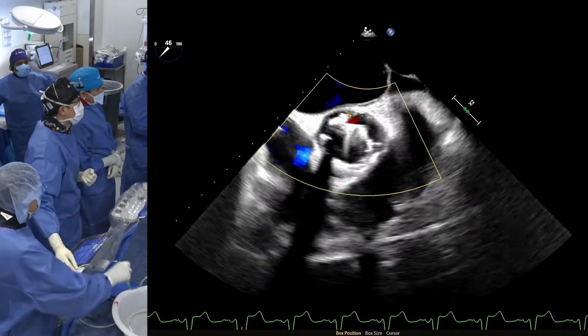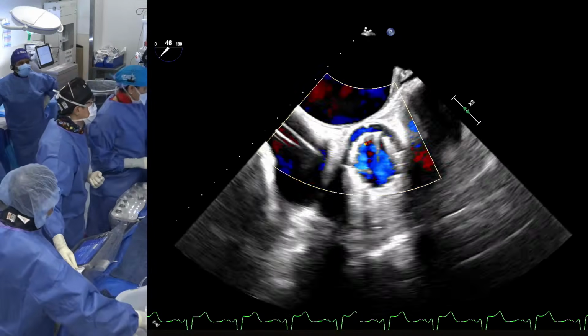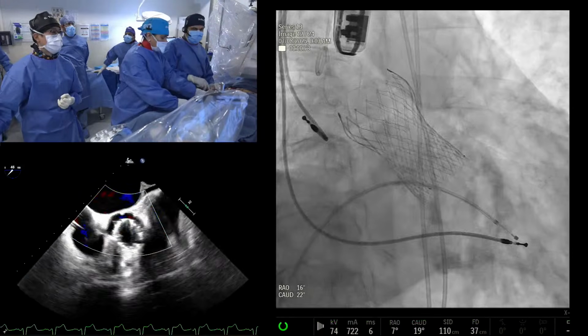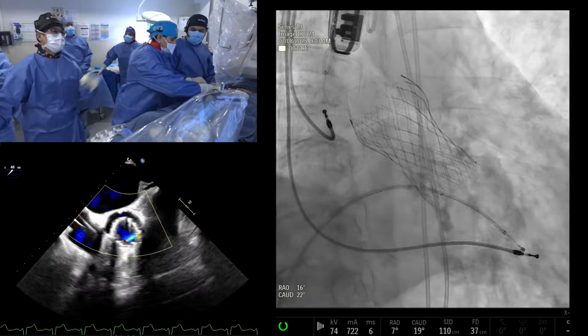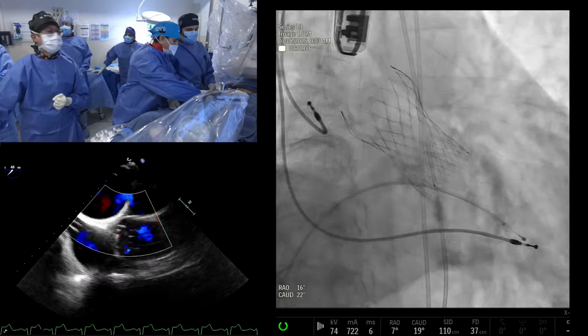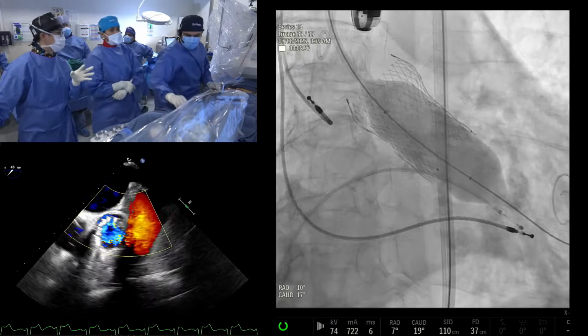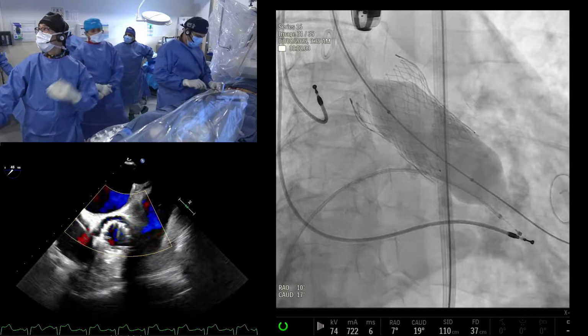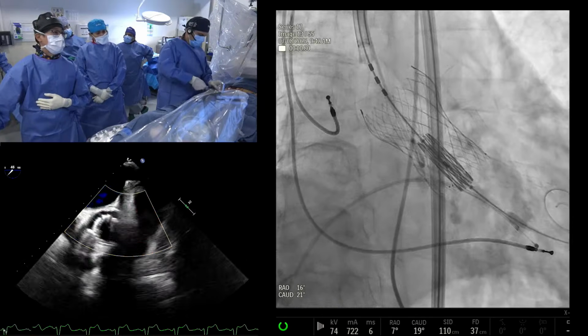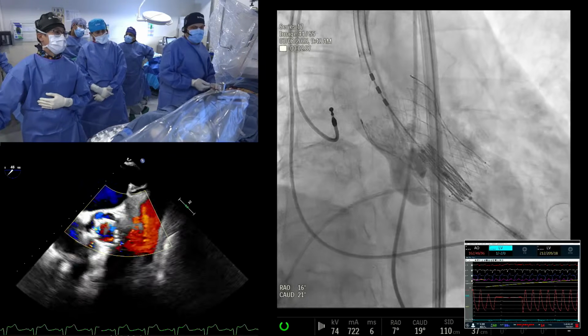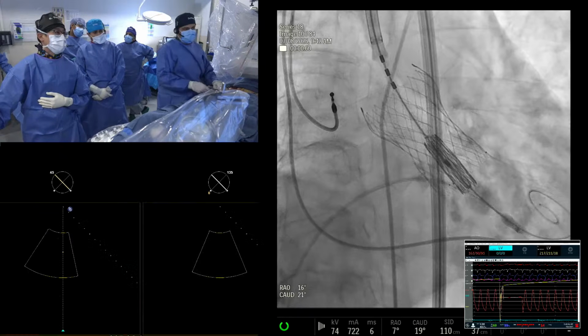So let's show the audience while we replay. This is the initial same view. You can see there's a waist of the Evolut with the 29. Now we did the 25 through, so you can clearly see the waist expanded with the inflow. Now you can see there's a little bit of recoil. So this is before, and Dr.